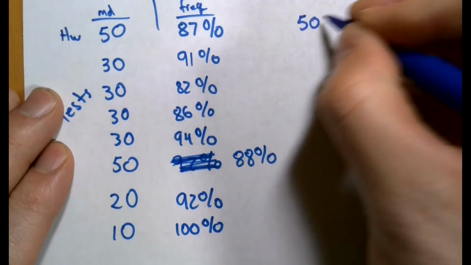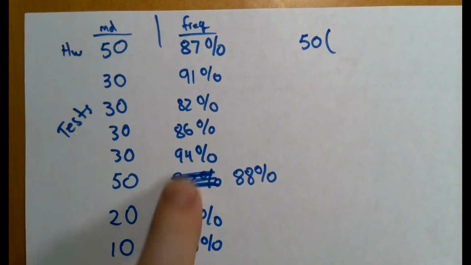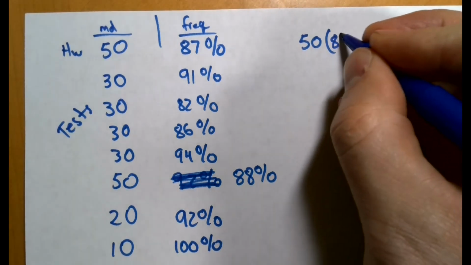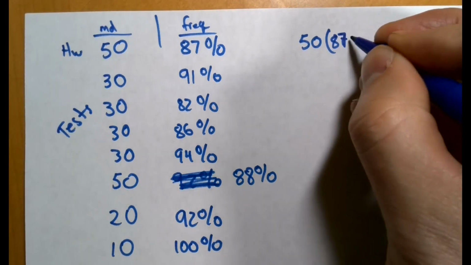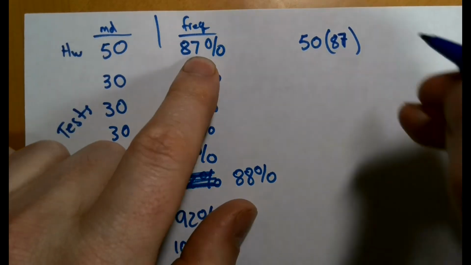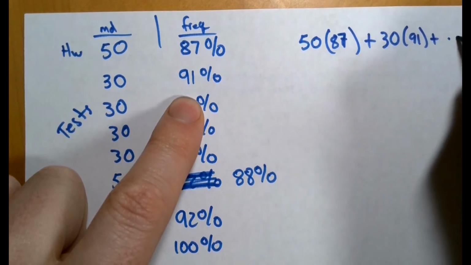In other words, we're going to do 50 times. Now here we get a decision. Do we want to put in our numbers as percentages and in the end get a percent, or do we want to put our numbers in as decimals and in the end get a decimal? It doesn't matter. I'm just going to put in 87 because then I don't have to type a 0.87, so that's one less thing to type. So it's going to be this times this plus 30 times 91 plus etc., etc., etc.